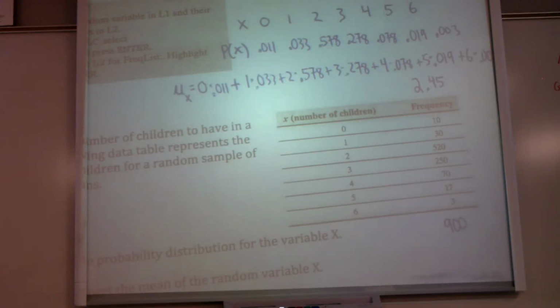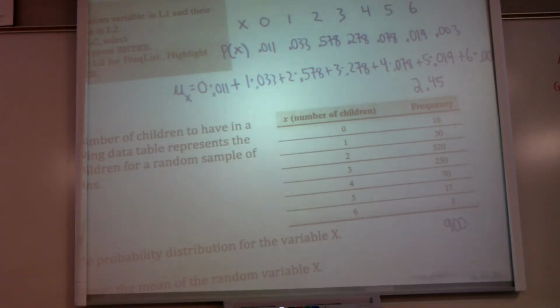Next, we're asked to compute and interpret the standard deviation. Now, the standard deviation, there is a formula, and it's kind of tricky. So guess what we're going to do? We're just going to get your calculator and have your calculator do it for us, because it would take up a lot of space and a lot of time.